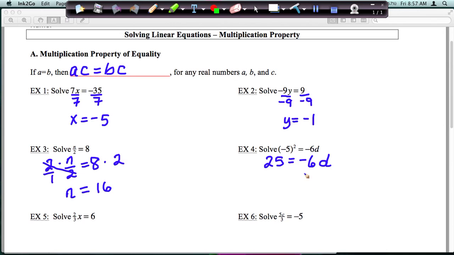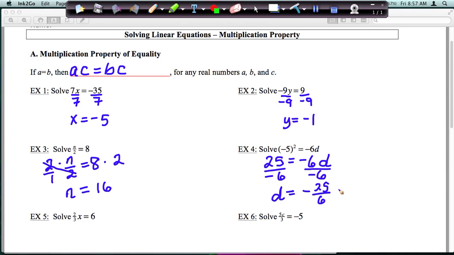Okay, to get d by itself, this is multiplication. We want to divide both sides by negative 6. And I'm going to write the variable first. So I'm going to say d equals negative 25 over 6. And I could leave it like that. This doesn't reduce. Nothing divides into 25 and 6 evenly.